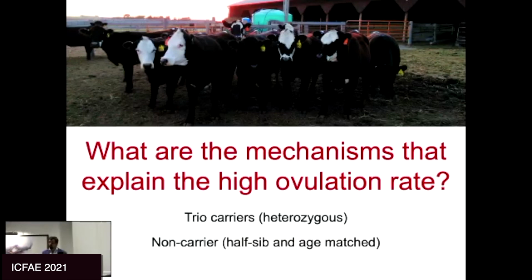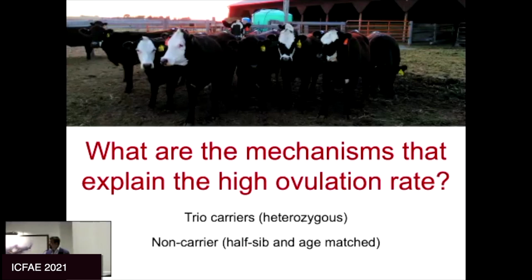So over the last several years, we've been trying to answer the question: what are the mechanisms that explain the high ovulation rate? In other words, how is the follicle selection mechanism altered in order to allow the selection of multiple dominant follicles that will eventually lead to multiple ovulations and multiple births?